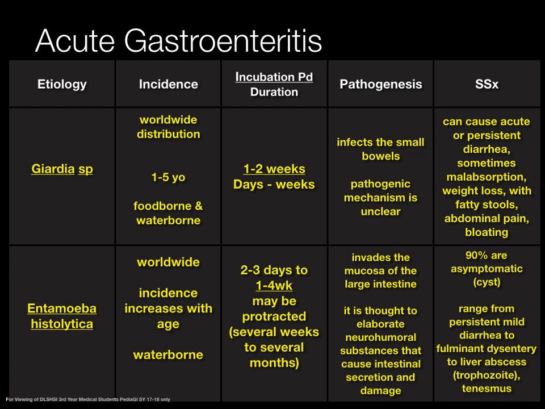90% are asymptomatic if there is the cyst form. It ranges from persistent mild diarrhea to fulminant dysentery to liver abscess for trophozoite infections, and tenesmus. Amoeba sometimes can be foodborne if infected by a food handler.